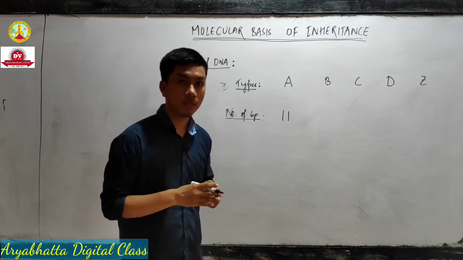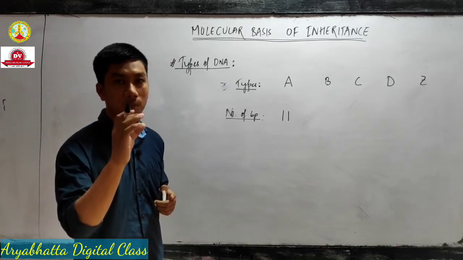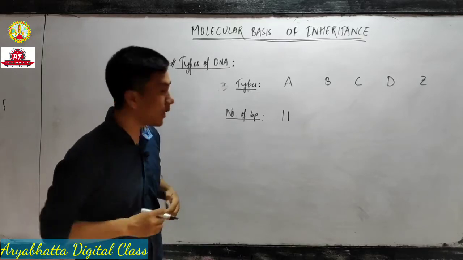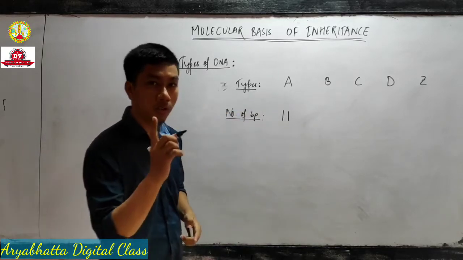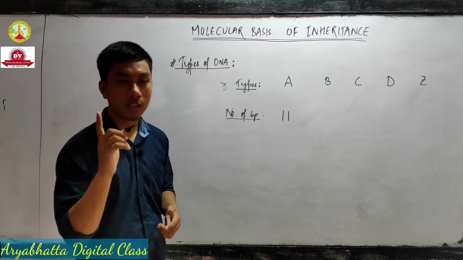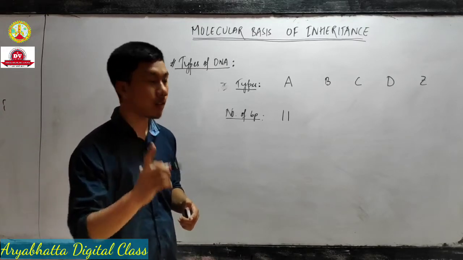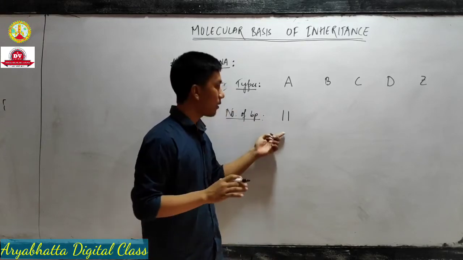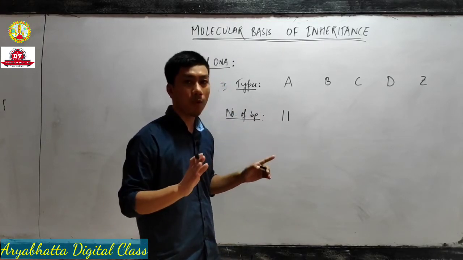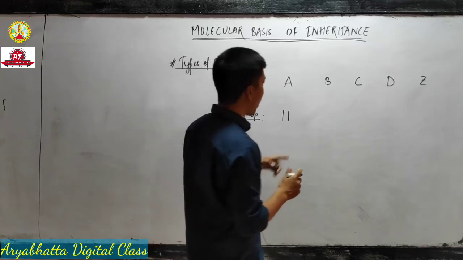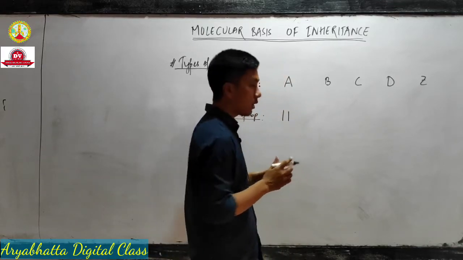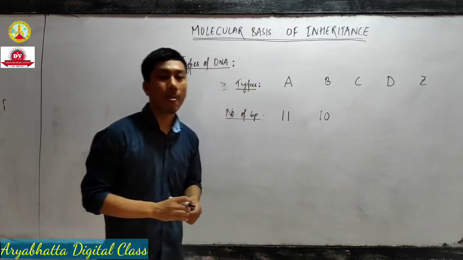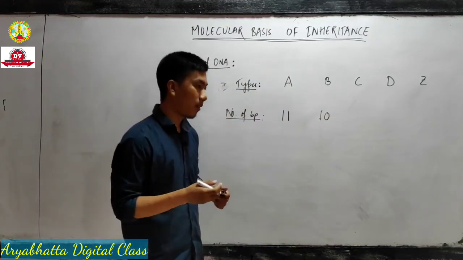We have seen that. The distance between two nitrogenous base pairs is 3.4 angstrom. That is in B DNA. But in A DNA, in one complete helix, it contains 11 nitrogenous base pairs. Just remember that. We don't have to go into details. The B DNA we already know. In B DNA, it consists of 10 nitrogenous base pairs.